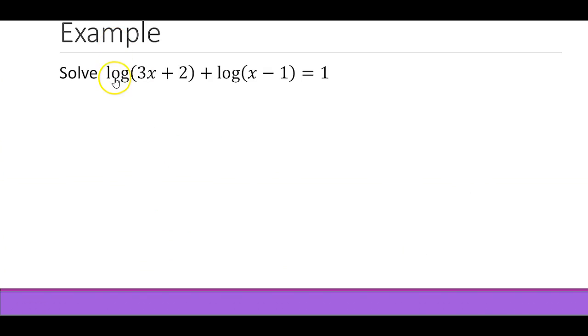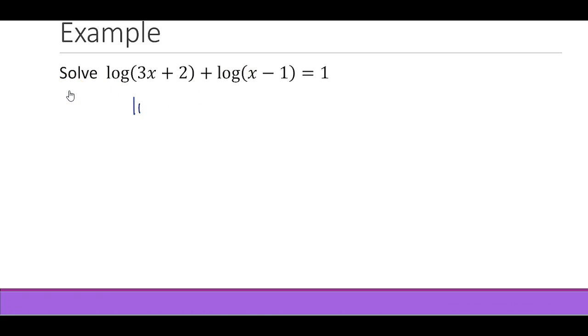In this next example, I want to solve log of the quantity 3x plus 2 plus log of the quantity x minus 1 equals 1. Now this is different from our previous problems because I have two logarithms involved in the problem. So what I want to do when that happens is I want to see if I can apply any log properties because I want to have just one log if possible. Now here, because I have logs with the same base, they're the common log, log base 10, and they're added together, I can go ahead and combine these with a log property.